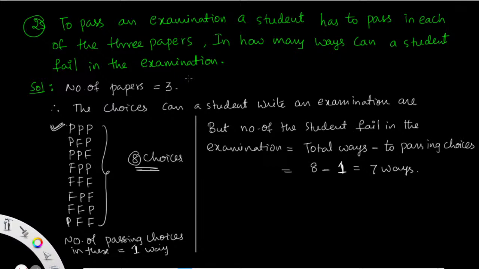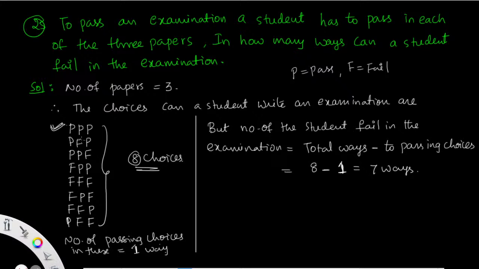But the question asks, in how many ways can he fail? First we have to find the total number of choices. The number of papers is 3, and the choices a student can have are: first paper pass, second paper pass, and third paper pass. We write the total choices using the 3 papers. This is paper 1, paper 2, paper 3. P means pass, and F means fail.